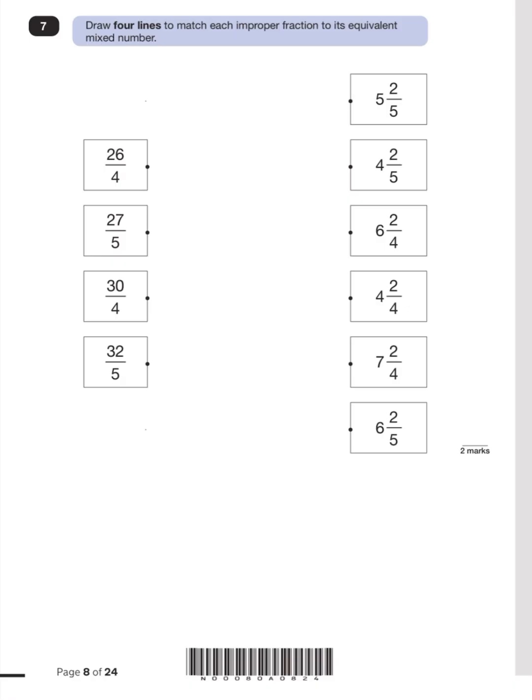Number 7, draw 4 lines to match each improper fraction to its equivalent mixed number. 26 over 4. 4 goes into 26 6 times to make 24 with a remainder of 2. 2 over 4, which is a half, so we're looking for 6.5. Do we have 6.5? No, but we do have 6 2/4 before it's simplified. 27 over 5. 5 goes into 27 5 times to make 25. So we're looking at 5 with a remainder of 2. So 2/5, 5 and 2/5. Do we have that? We do.